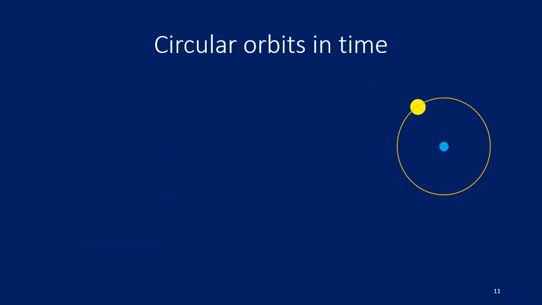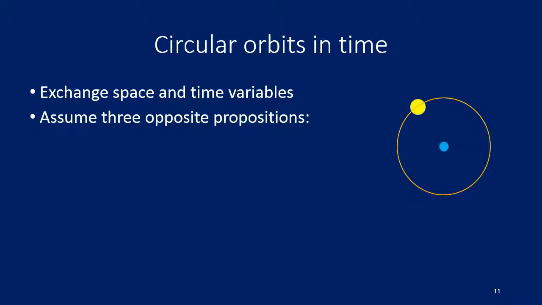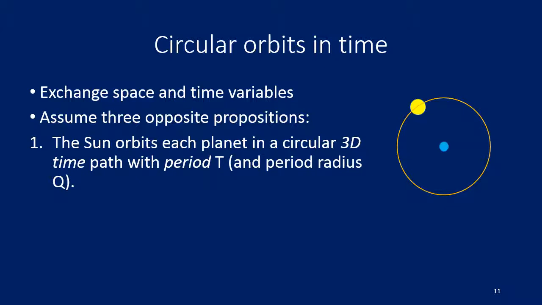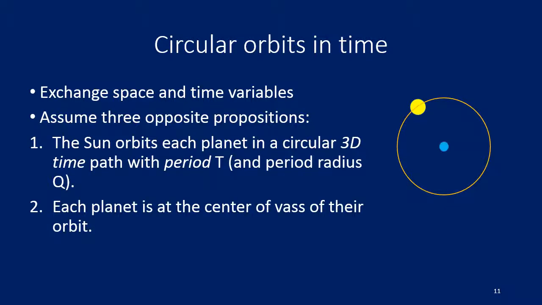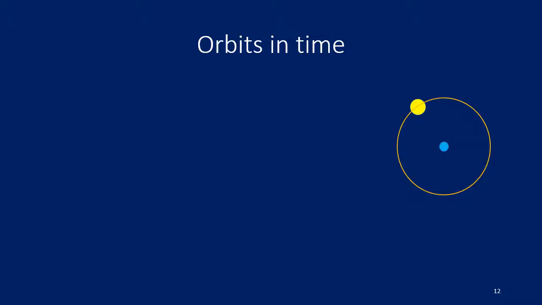Now let's consider circular orbits in time. We're going to exchange space and time variables. So we'll assume three opposite propositions. 1. The Sun orbits each planet in a circular 3D time path with period t and period radius q. 2. Each planet is at the center of mass of their orbit. 3. The pace of the Sun is constant. So we're looking at orbits in time.